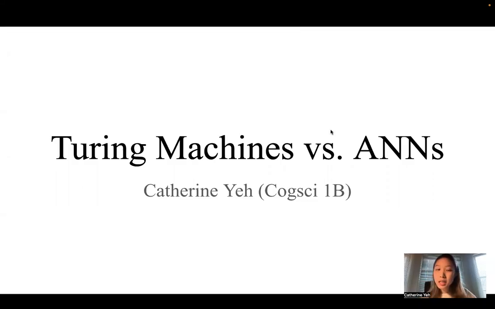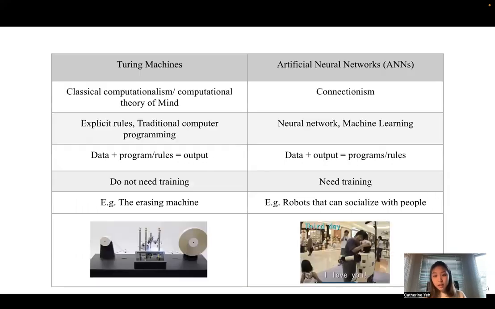Hello, this is Catherine, and I'm going to talk about the differences between Turing machines and ANN, which is artificial neural networks. So this is a chart I made just to list out the differences between them. And on the left side of the table, it shows the characteristics of the Turing machines.